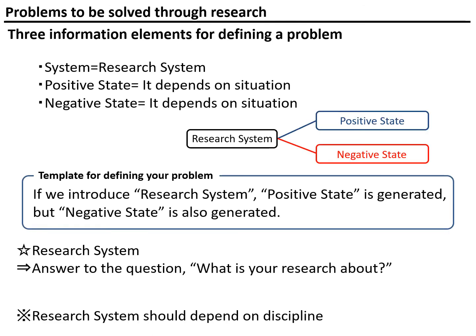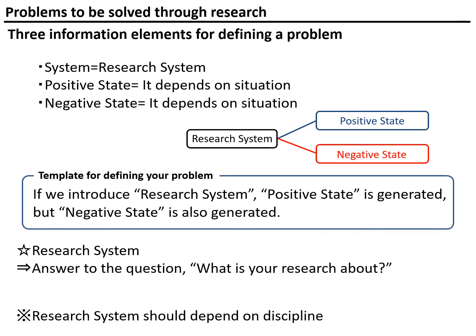Okay, here I would like to explain about problems to be solved through your research. Actually, this could be recognized as your research topic. So far, I have explained that when you are defining a problem, you need to clarify three information elements. And I do believe that if you are working on some research activity, you should have some problem which you are going to solve through your research activity, which could be recognized as a research theme of yours.